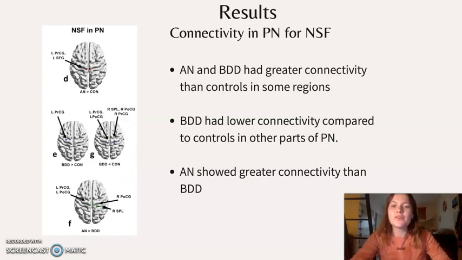When compared to controls, it was found that both AN and BDD had greater connectivity in some parts of the parietal network when viewing normal spatial frequency images. However, I thought it was interesting that BDD showed lower connectivity compared to controls in other parts of this network, such as the right superior parietal lobule and the pre- and post-central gyri. AN showed greater connectivity than BDD in parts of the parietal network when viewing these images, and again, this is shown in the graphic.